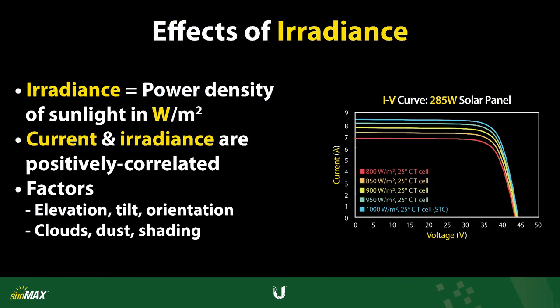Finally, clouds, dust, and an especially important factor, shading, since systems can be designed to avoid shading from objects like trees, buildings, power lines, and more. When testing systems, use a pyranometer to measure irradiance levels at any given moment.